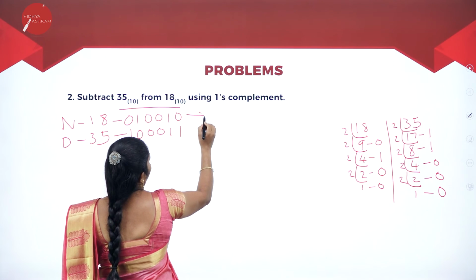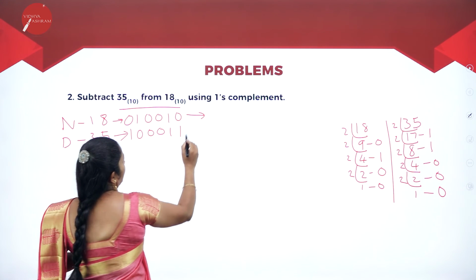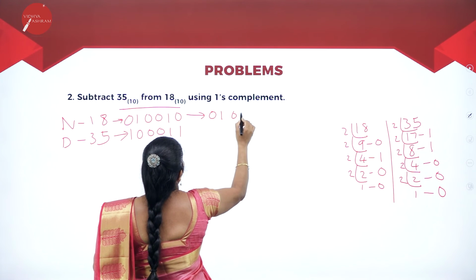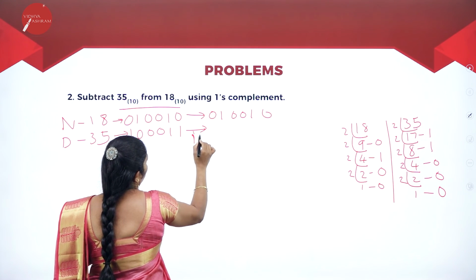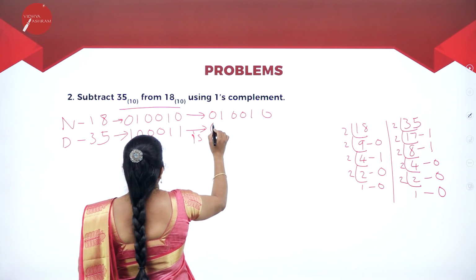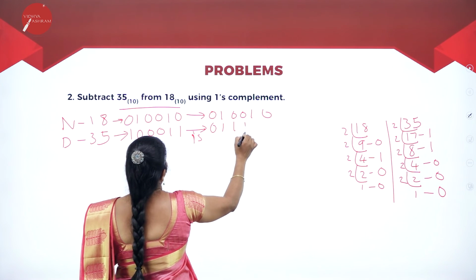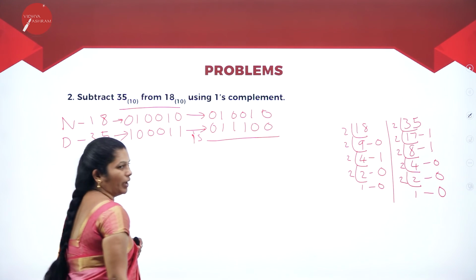Keep the numerator as it is. Don't make any change in the numerator value. Then 0, 1, 00, 10. Convert the denominator values to 1's complement. That is, here we are getting 0, then 1, 1, 1, 00. Now add these two values.